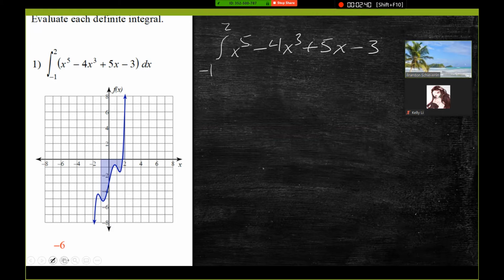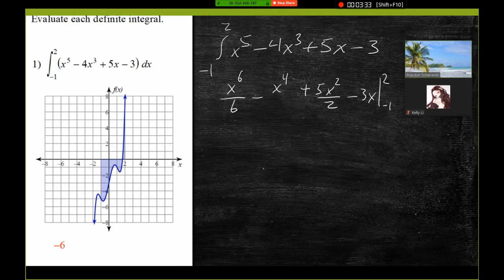X to the 6th power over 6. Okay. X to the 6 over 6. Let's keep going. We'll finish off all these terms. Minus x to the 4th, plus 5 over 2 x squared, minus 3x. Perfect. And we're going to do that from -1 to 2.